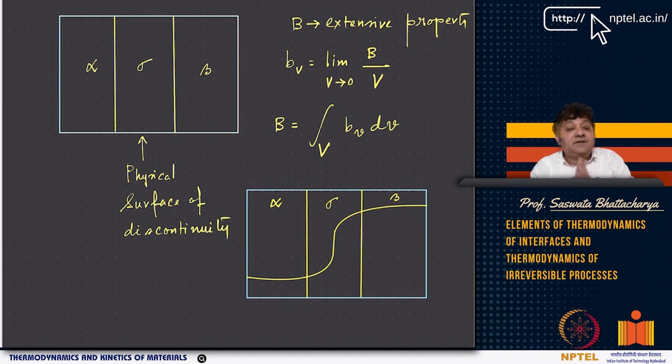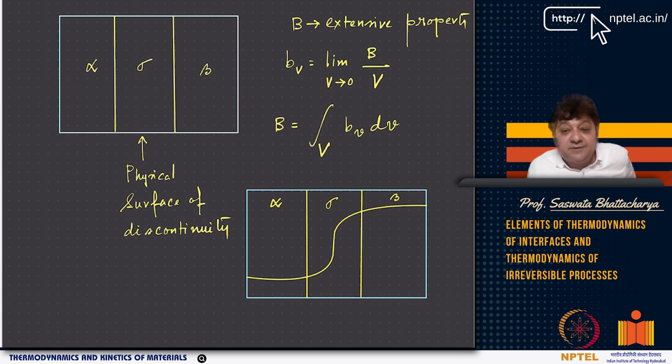And remember, Gibbs is the one who looked at the surface excess and wanted to understand it. Later, Cahn and Hilliard and others improved it a lot, but initially it was Gibbs. And Gibbs thought of a physical surface of discontinuity between alpha phase and beta phase, and he named it the sigma phase. Now, in that physical surface of discontinuity, if you have some extensive property and a per volume intensive property, limit V tends to 0, B by V.